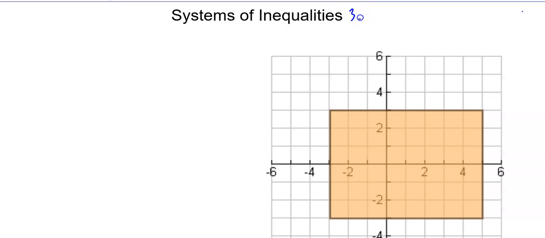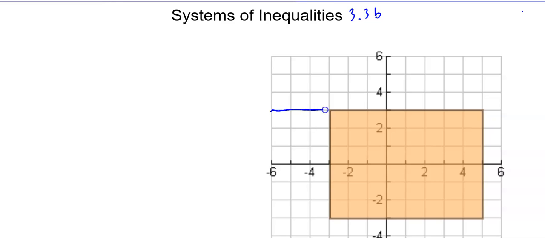Okay, so this is the second half of lesson 3.3. So I'm calling it 3.3b. And in this one, let's start with kind of work in reverse. So here's a graph. There's the feasible region, that kind of solution region there. And I want you to figure out what the inequalities would have to be. And this one is not too bad because they're all horizontal or vertical lines.